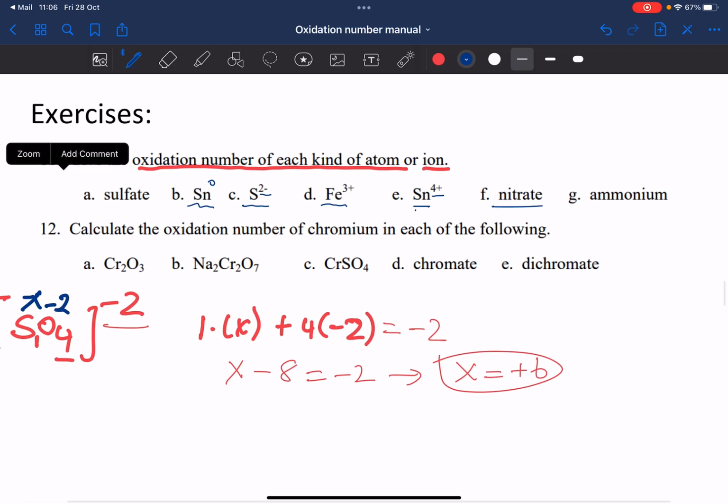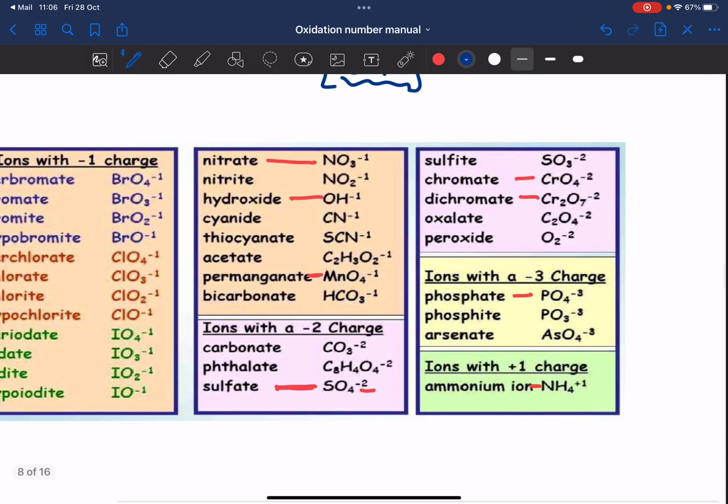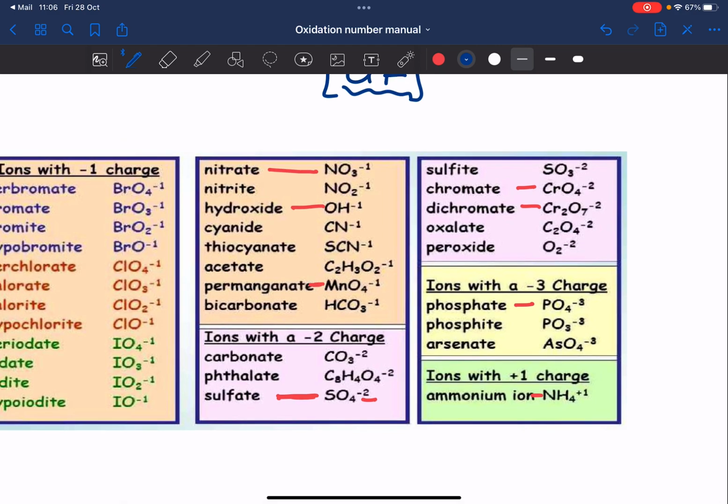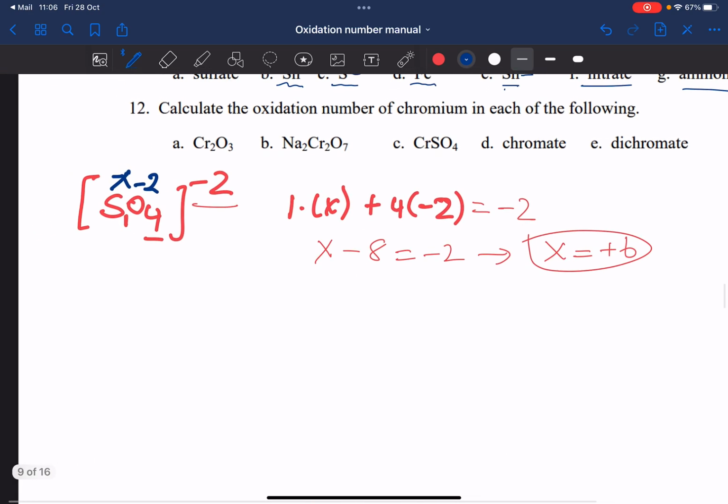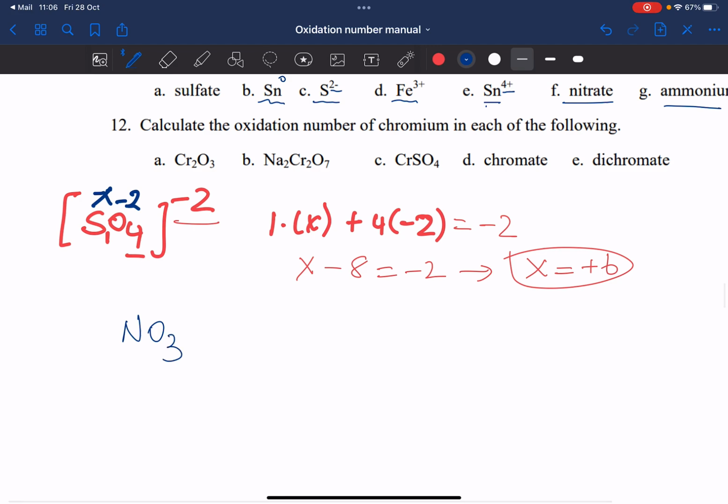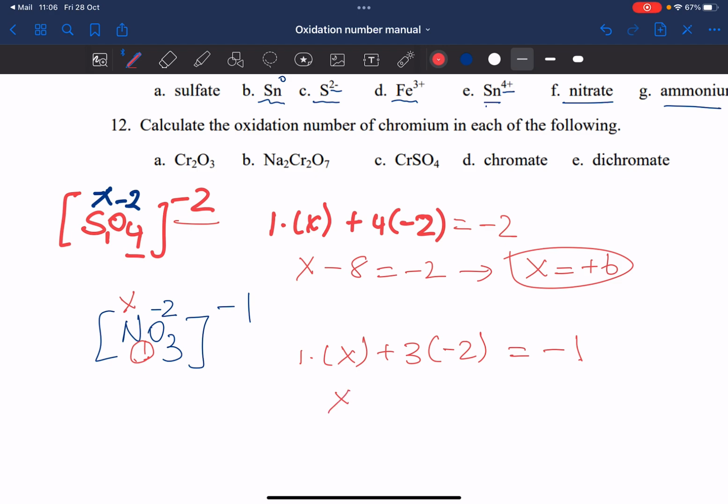Now we have nitrate and ammonium ion. We need to go back here. We see where the nitrate is. Okay, nitrate, we have it here. NO3, and the charge given to us is -1. So NO3 equals -1. We know that oxygen is -2. We don't know this guy, so 1 times X, if there's nothing written, that means there's only one of them. 1 times X plus 3 times -2 equals -1. And then X minus 6 equals -1, and then X equals +5.